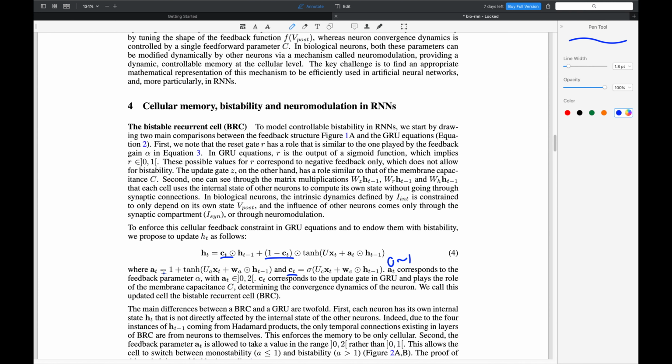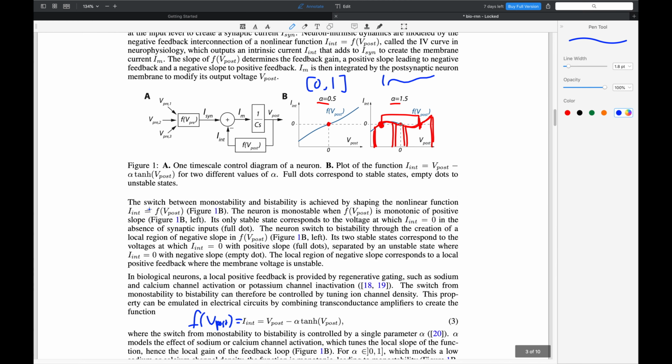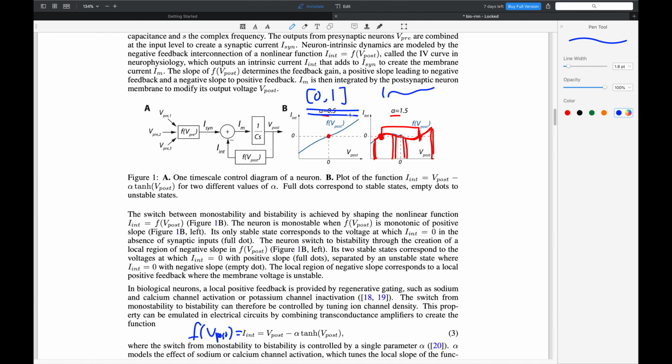Now let's look at AT. So AT is a function of 1 plus tanh of xt multiplied by a weight matrix and the previous input state multiplied by a weight matrix. Tanh produces a value between -1 and 1. So by adding 1, this alpha t produces a value between 0 and 2. Now this is important because we saw that in this function, having a value of alpha between 0 and 1 makes it not bistable, but having a value bigger than 1 and smaller than 2 makes it bistable.